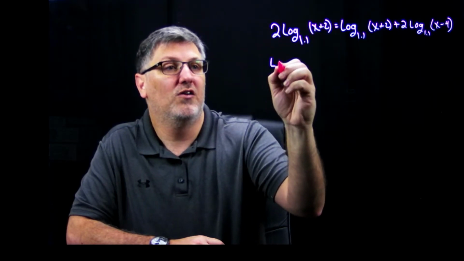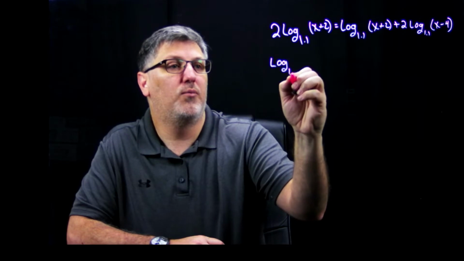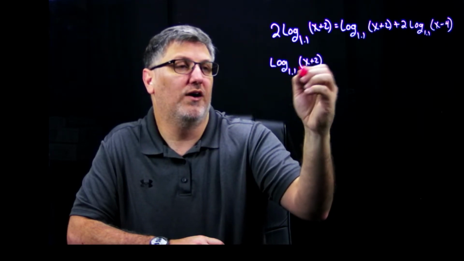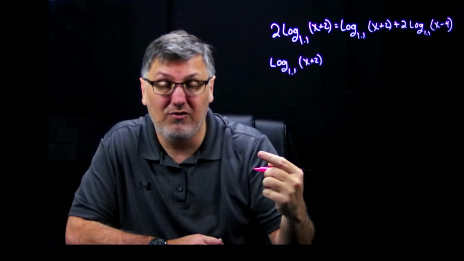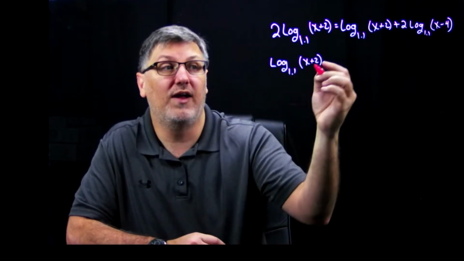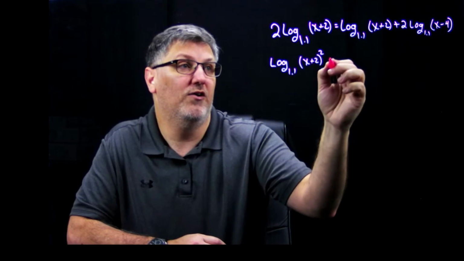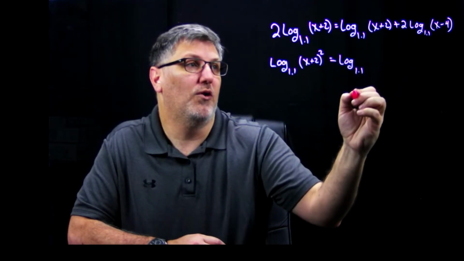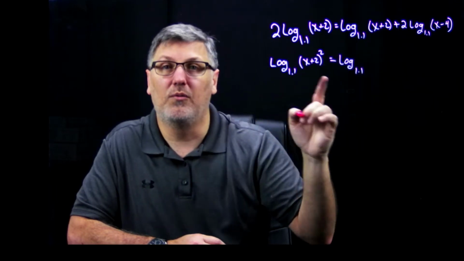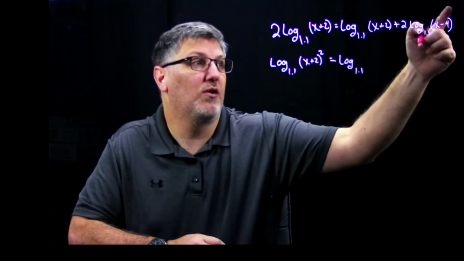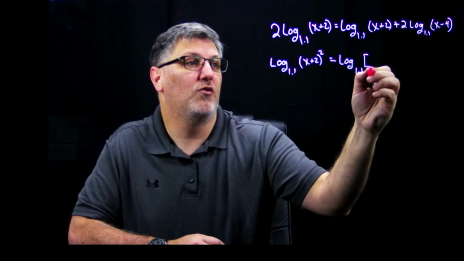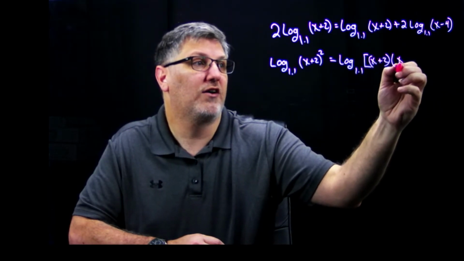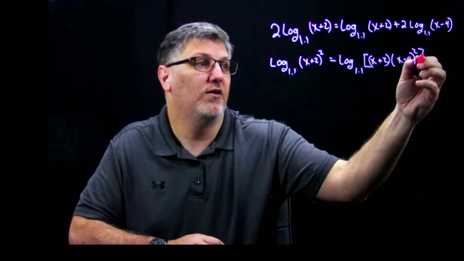So I'm going to get log base 1.1 of x plus 2 squared equals, now let's do this, log 1.1. I've got a plus, so that means I want to multiply, and then this 2 comes up here, and it's an exponent. So I'm going to have x plus 2 times x minus 4 squared.